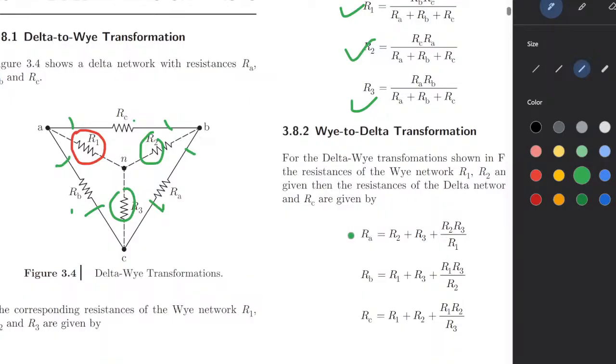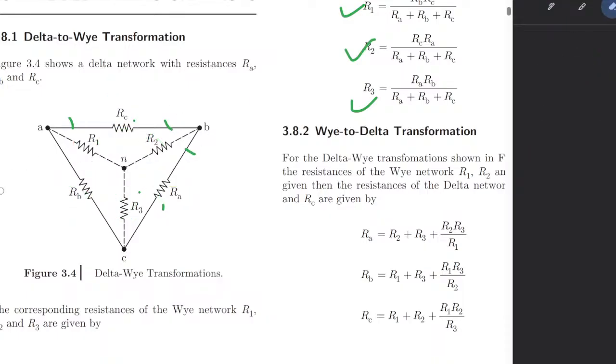So how do we find this? You find R1, R2, R3. How do we find them from this equation, with RA, RB, and RC? So we have a formula for when we have to find them. Okay, let me erase this one.